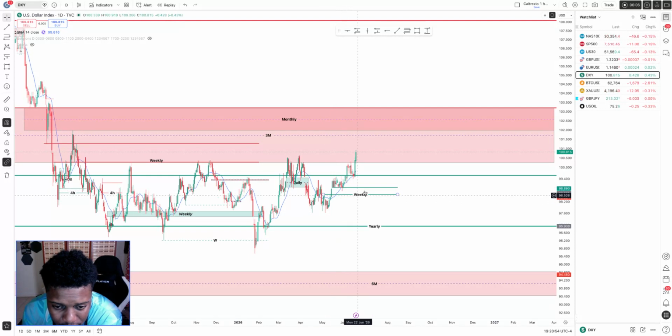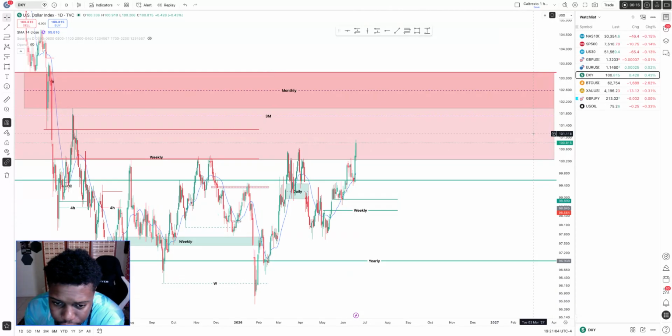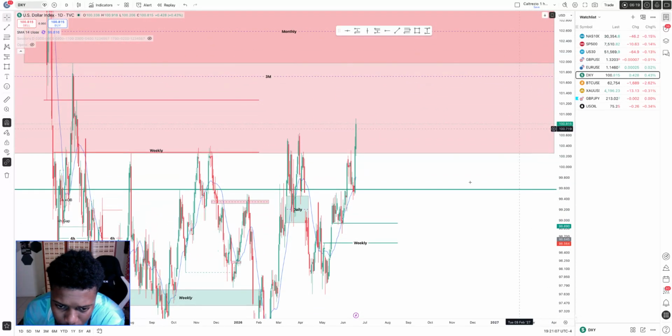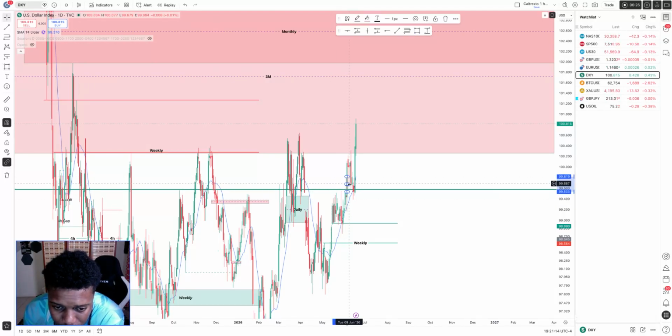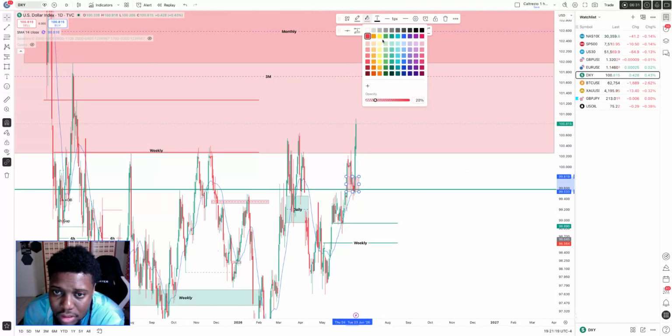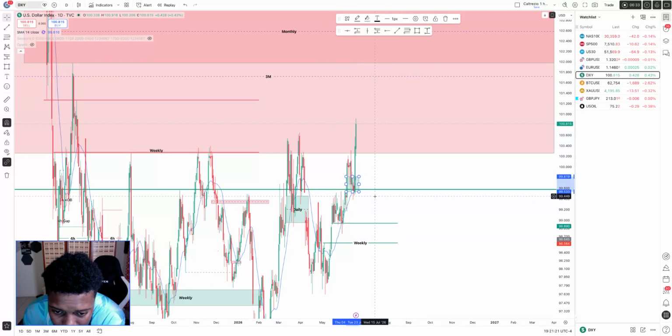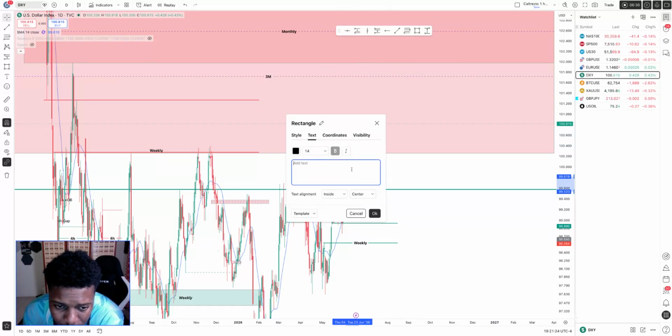We also had this weekly fair value gap that it tapped into and then just headed up higher. Then we also have this daily fair value gap right here. That was beautifully traded into. Notice how, and then we have this, we could say daily.